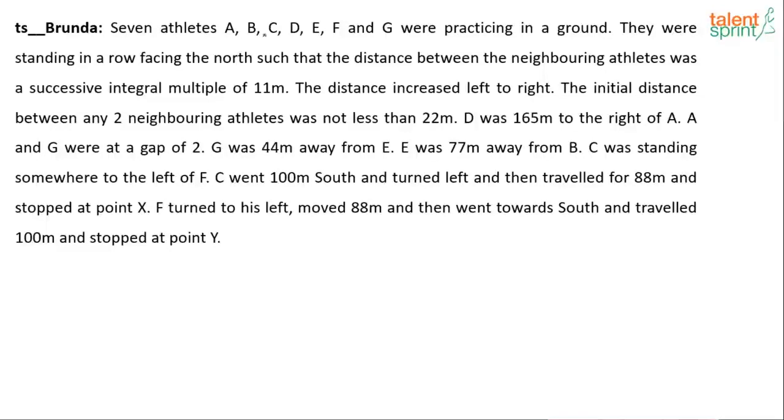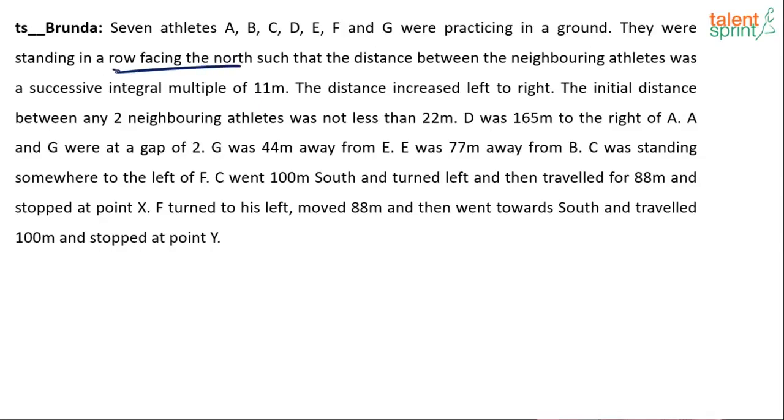Seven athletes A, B, C, D, E, F and G were practicing in a ground. They were standing in a row facing the north such that the distance between the neighboring athletes was a successive integral multiple of 11 meters. Now this is very, very important, right? They were all standing in a row facing north.